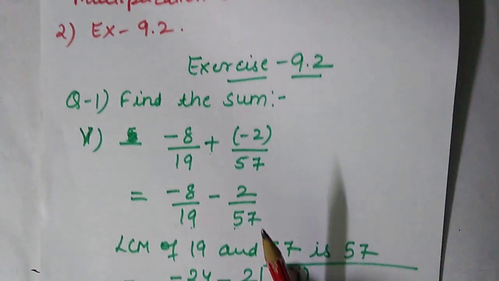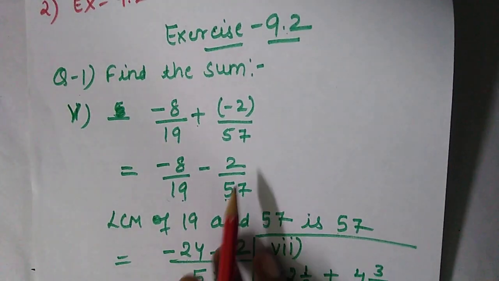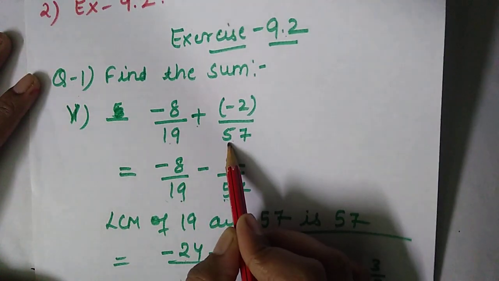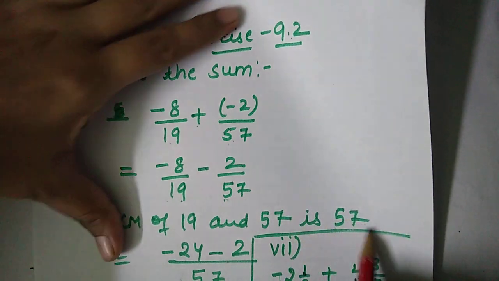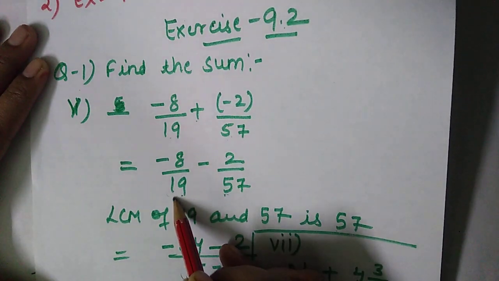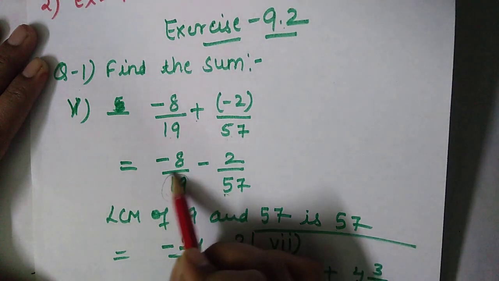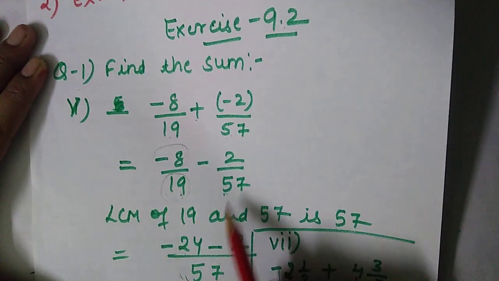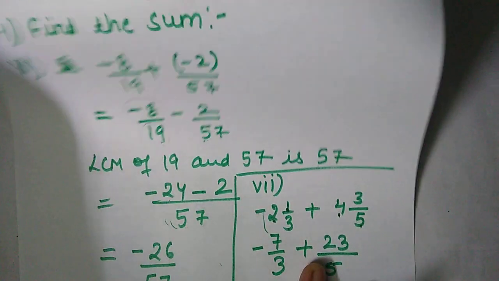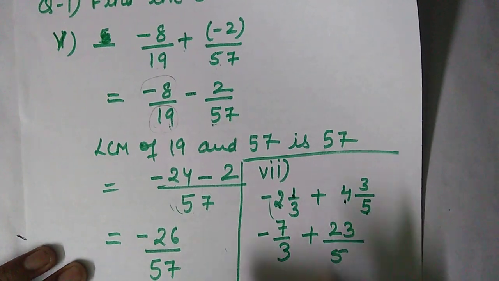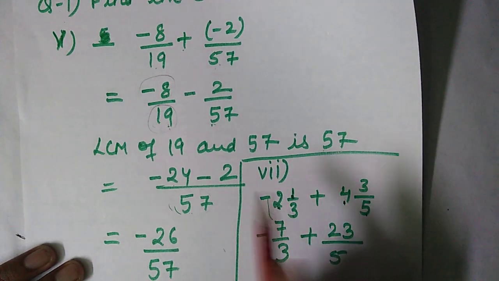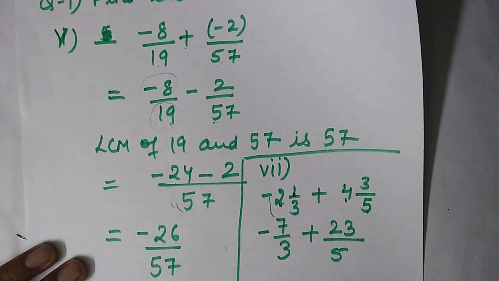First we have to take the LCM of the denominators. LCM of 19 and 57 is 57. Now we have to divide this LCM by each denominator, and multiply what comes with the numerator. Same here, and then we need to solve. Okay, so this is how to add. In addition and subtraction we have to take the LCM.